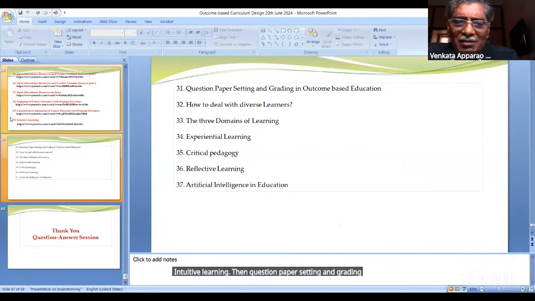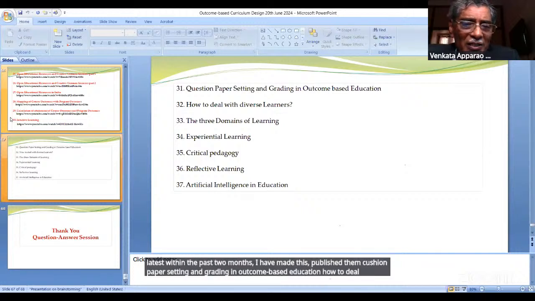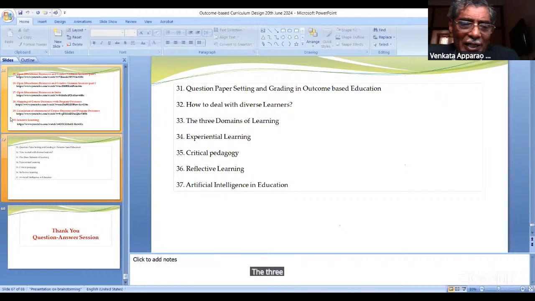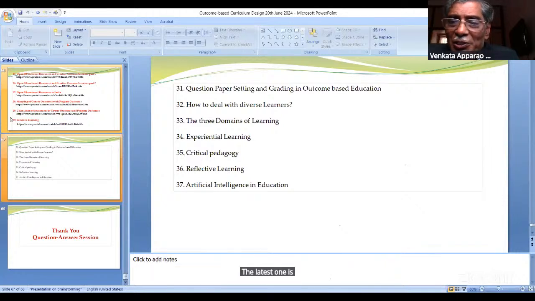These are the latest. Within the past 2 months, I have made and published them. Question paper setting and grading in outcome-based education. How to deal with diverse learners. The 3 domains of learning, experiential learning, critical pedagogy, reflective learning. The latest one is artificial intelligence in education, right?